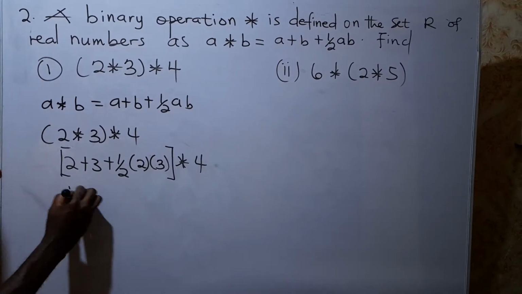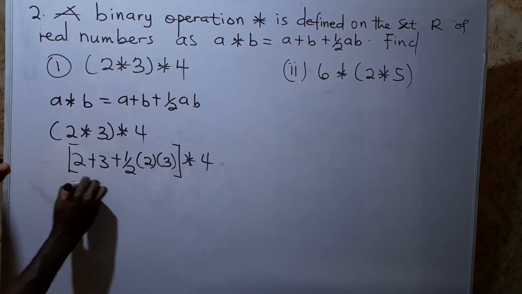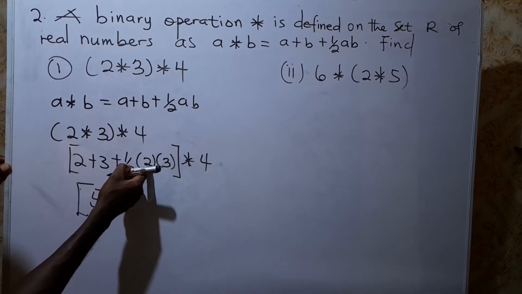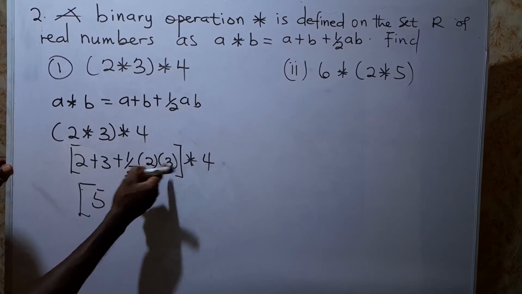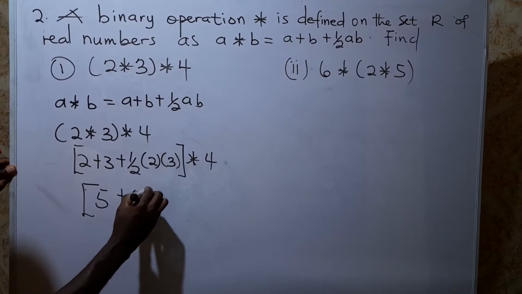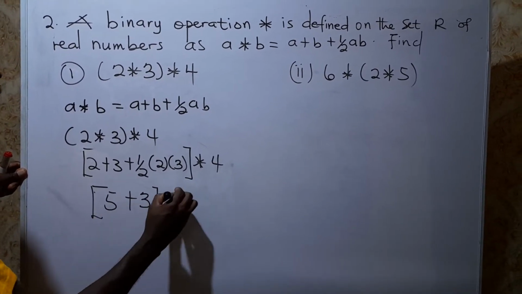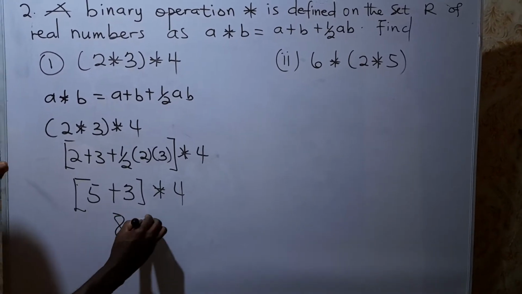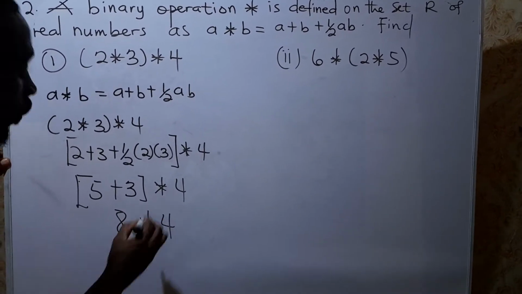So how do we solve this? 2 plus 3 is 5. Half times 2 is 1. 1 times 3 will be 3. You can have 5 plus 3, star 4. 5 plus 3 is 8. So you can have 8 star 4.